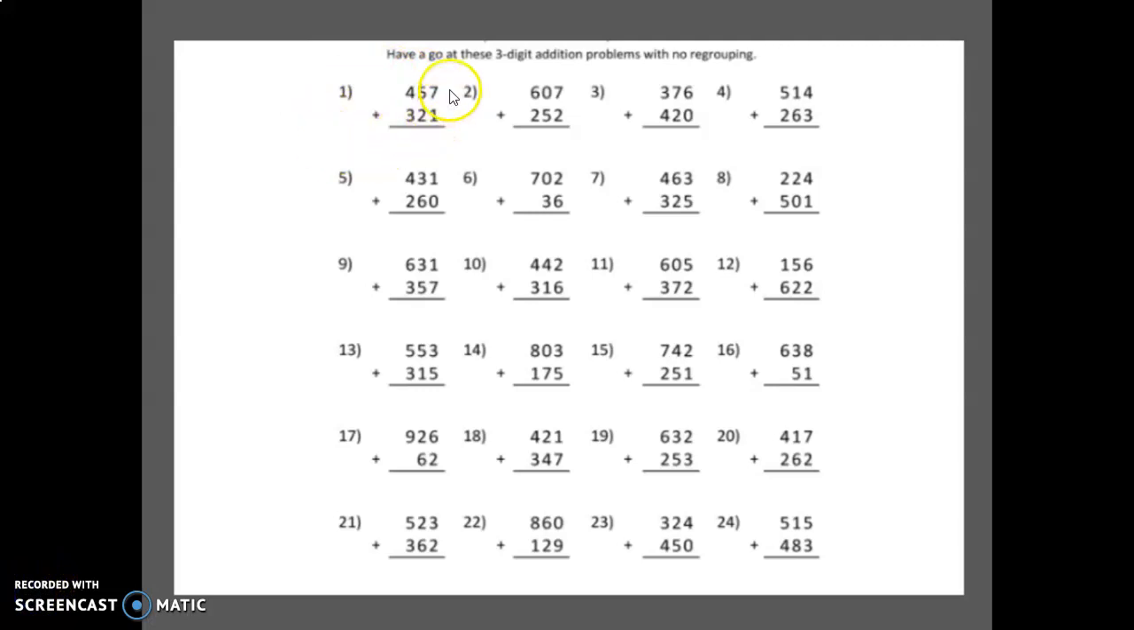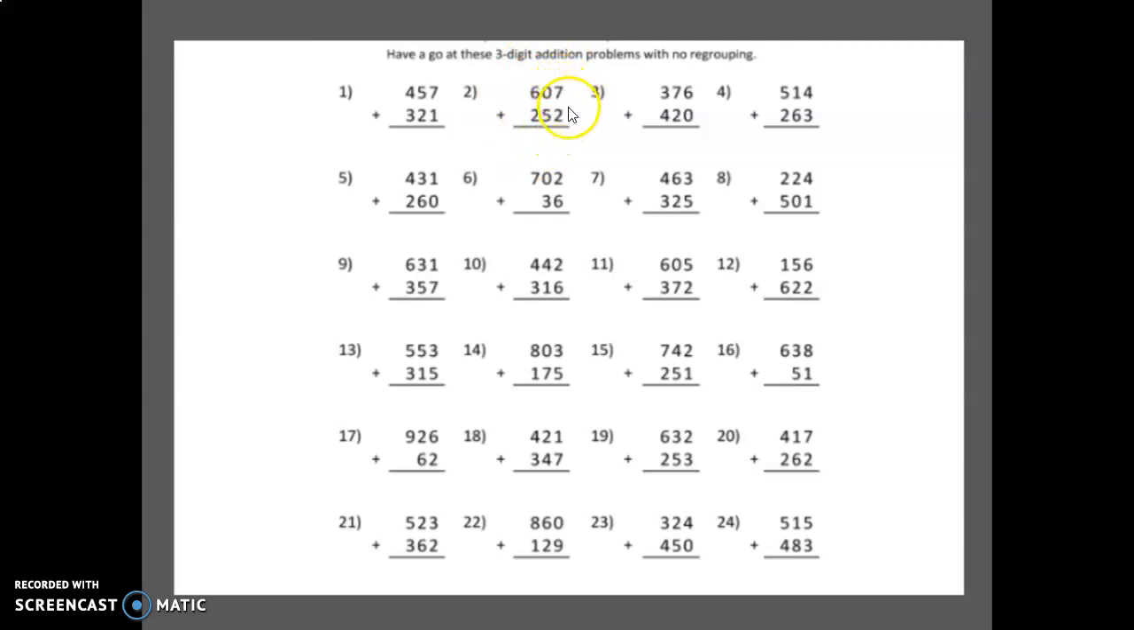Okay, so let me help you with problem number 1. 7 plus 1 is 8. 5 plus 2 is 7. 4 plus 3 is 7. So your answer will be 778. Let's do problem number 2 also.